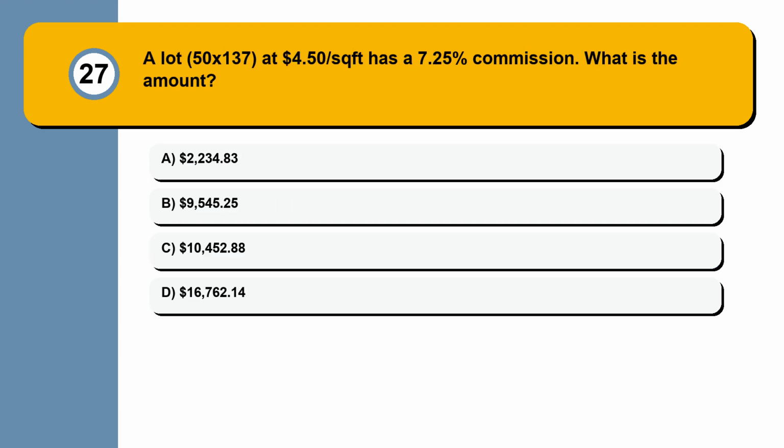Question 27. A lot, 50x137, at $4.50/SQFT has a 7.25% commission. What is the amount? $2,234.83, $9,545.25, $10,452.88, $16,762.14.